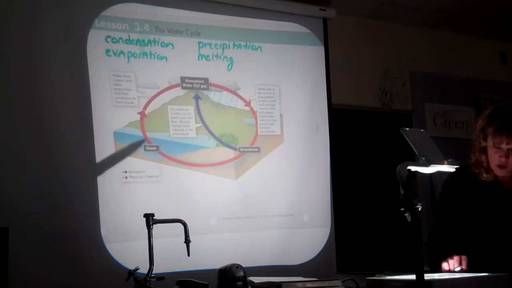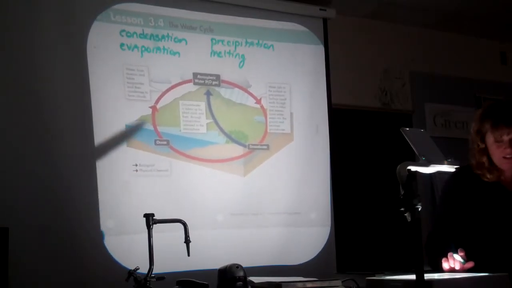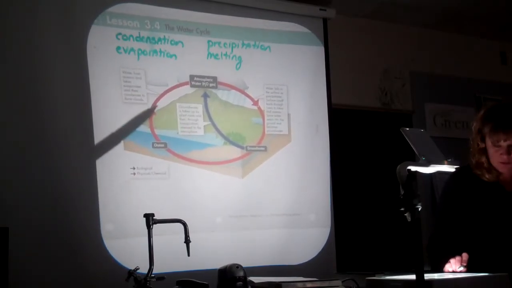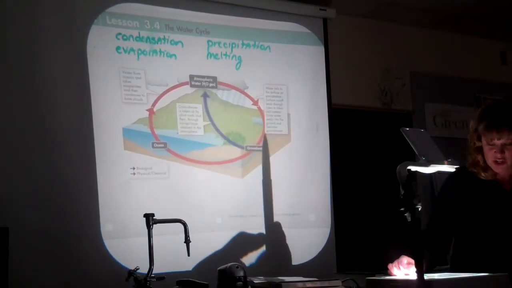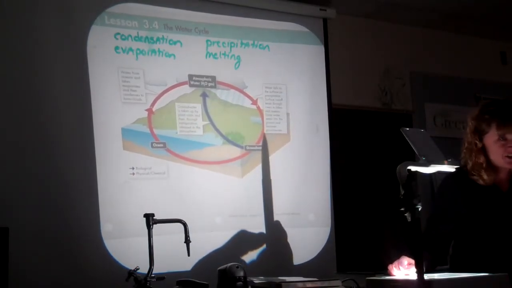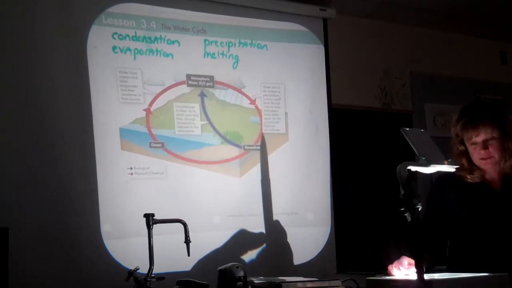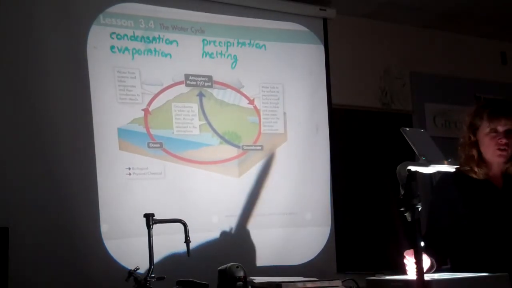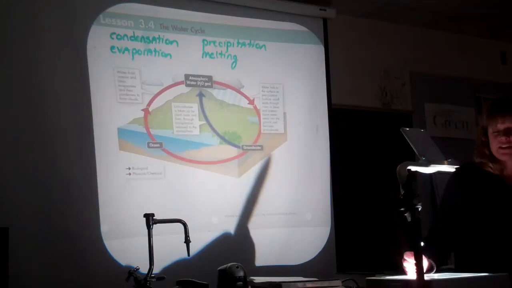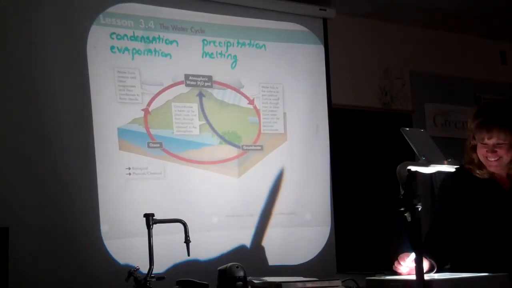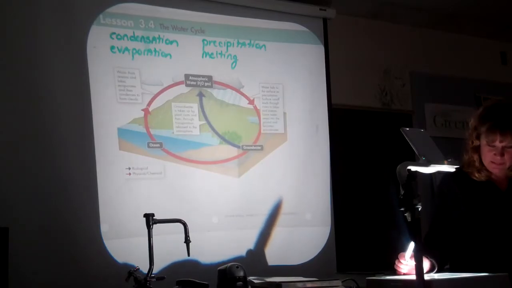You have, from the oceans to the atmosphere, evaporation taking place, going from liquid to a gas. From the atmosphere to the oceans, you have condensation taking place. It's going from a gas to a liquid. How does that happen? Usually through precipitation, which hopefully we'll get here in the next couple of days, in the form of snow.